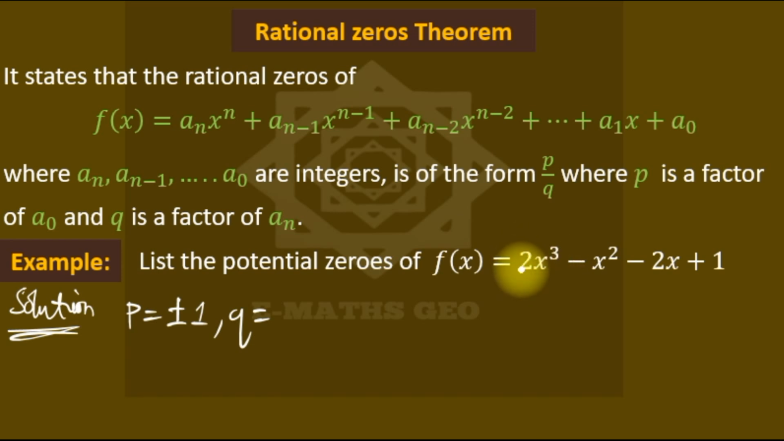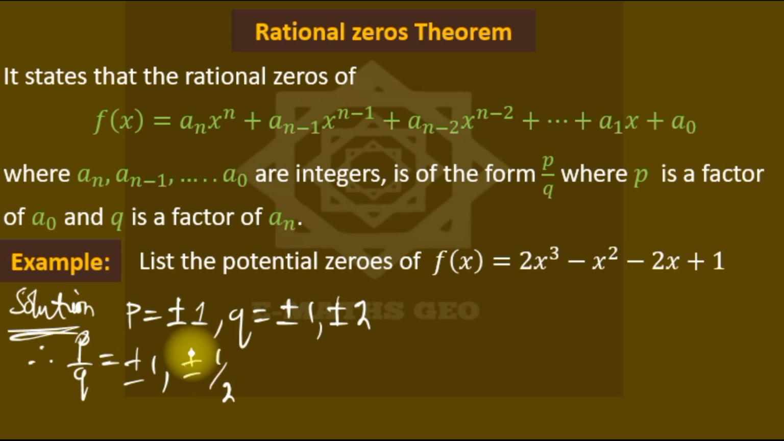So q should be factors of 2, which are plus or minus 1, plus or minus 2. Therefore, the possible zeros must be in the form of p over q. When we divide this by this, we still have plus or minus 1, and when we divide this by this, we have plus or minus 1 over 2. So a possible zero must be either plus or minus 1 or plus or minus a half. So these are the answers.